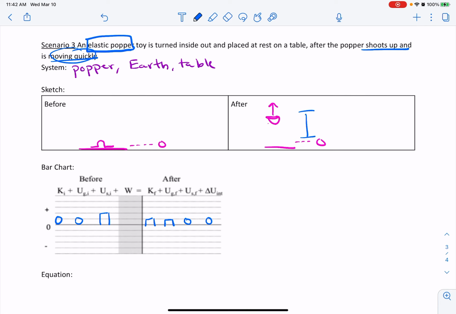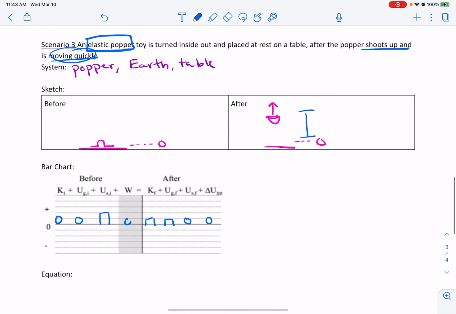And we notice in this case, there is no external force to the system. It's already turned inside out, and then it just turns itself right side out and pops out. The only things included are the popper, the earth, and the table. None of those exert forces on our system, and our energy doesn't change. So we have no work in this case.